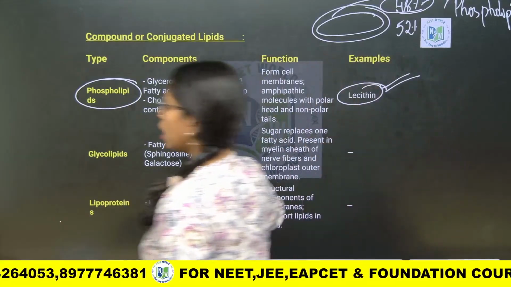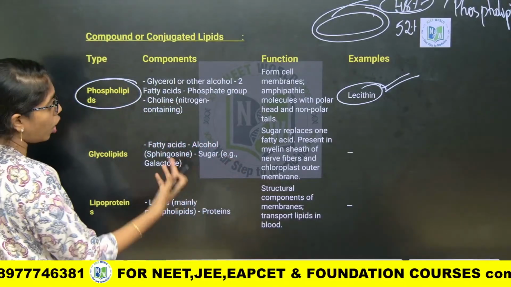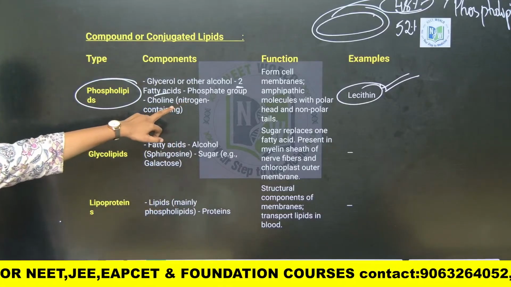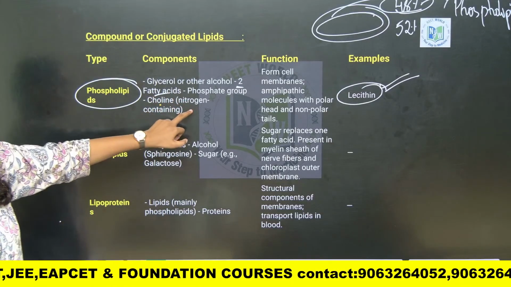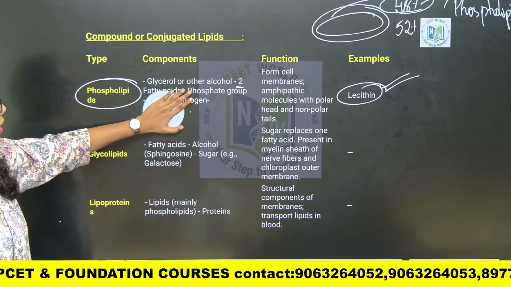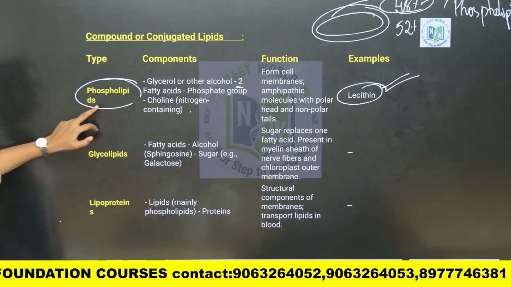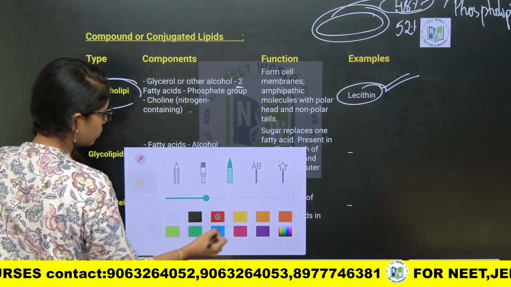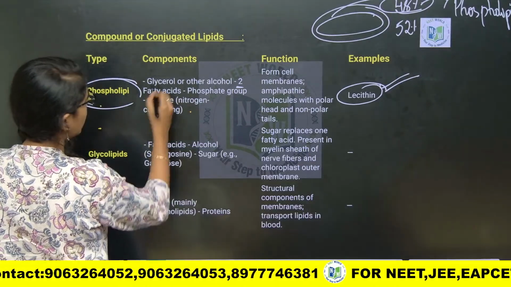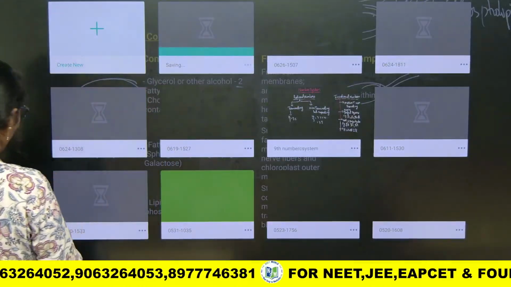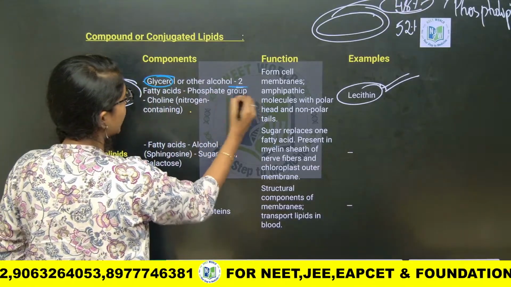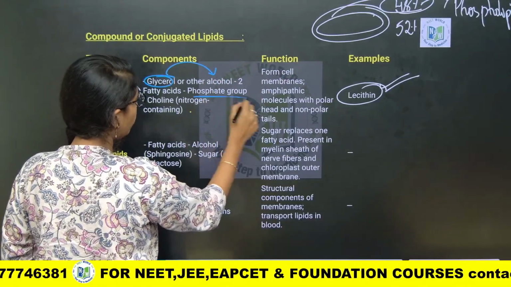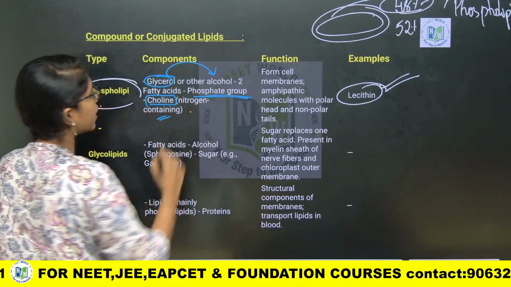Here you see glycerol or other alcohol and 2 fatty acids. This has a phosphate group. Choline has what? A nitrogen group. These are all included in what? Fatty acids. What are the components of phospholipids? Phospholipid will include glycerol, 2 fatty acids. Along with glycerol there can be an alcohol, definitely a phosphate group, and choline, which is a nitrogen containing group, is also present.